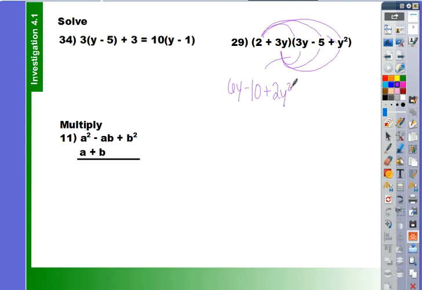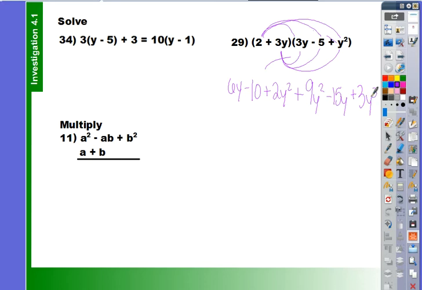and then you do 3y times 3y, which equals 9y squared. And then 3y times -5, which equals -15y. And then 3y times y squared, which equals 3y cubed.